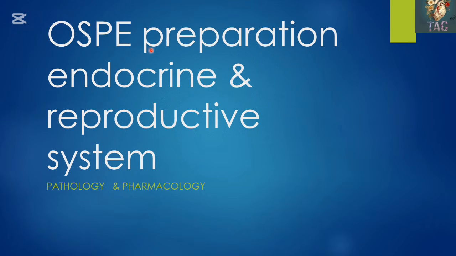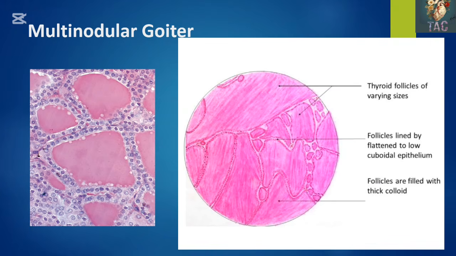In today's class we are going to discuss the OSPE preparation for the endocrine and the reproductive system, including both the pathology and the pharmacology. So here is the first slide. This is the slide of the multinodular goiter.